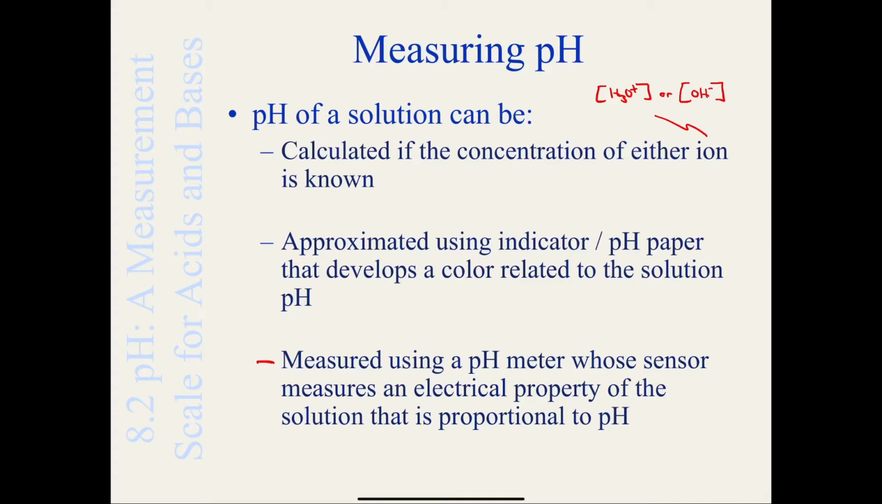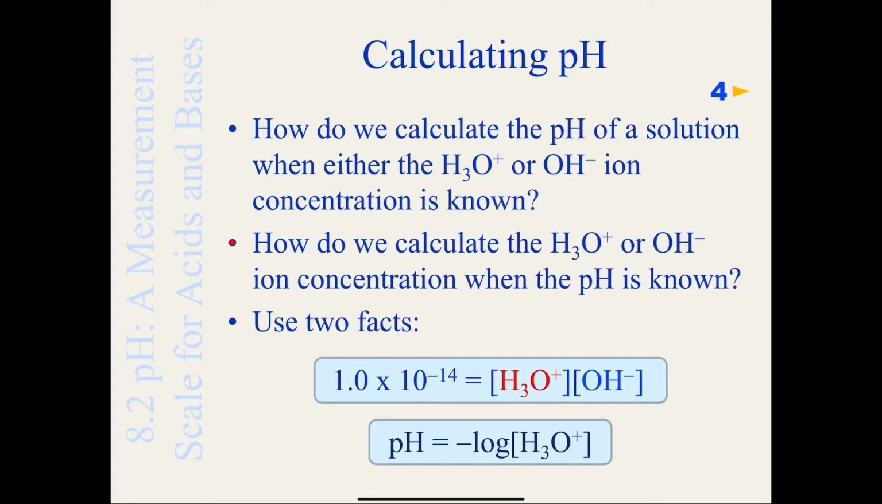You can also use a pH meter, which uses a sensor, which is essentially a pH electrode, that develops an electrical potential that is proportional to the pH of the solution. Let's go back to this first bullet point though. How would we calculate the pH of a solution if we knew either the concentration of hydronium or the concentration of hydroxide? Another question we could ask is, how do we calculate the concentration of hydronium or hydroxide when the pH is known? In order to answer these two questions, we're going to use these two facts.